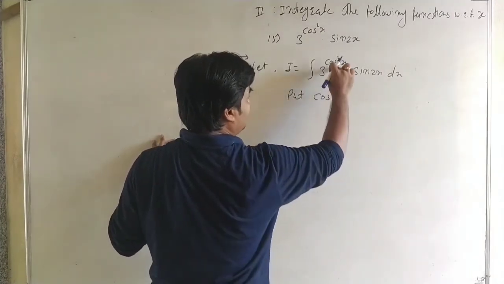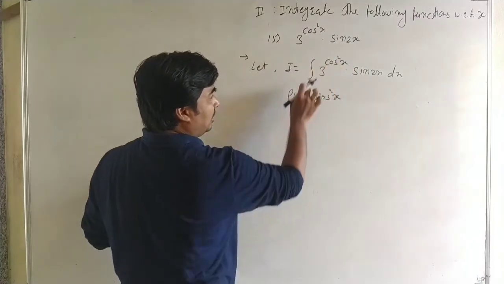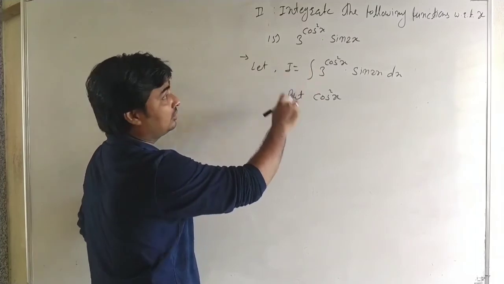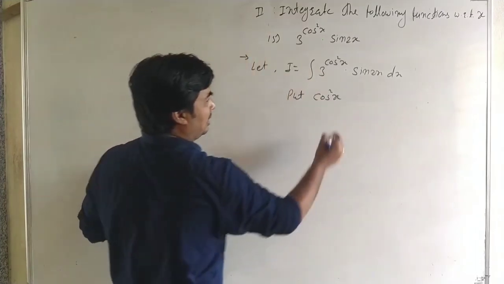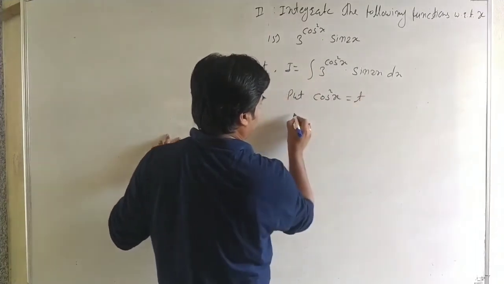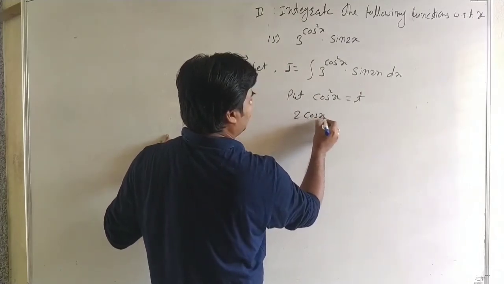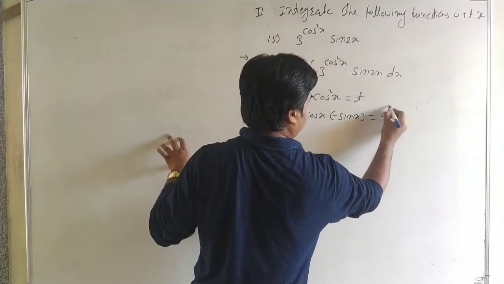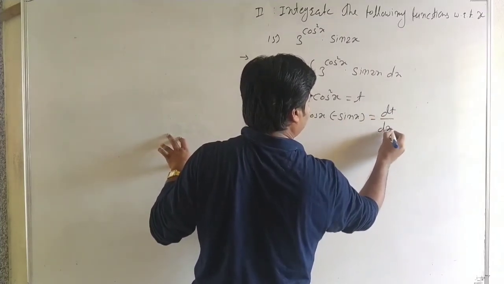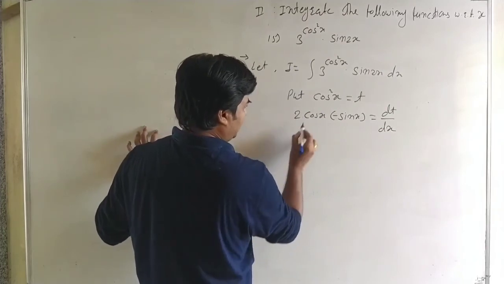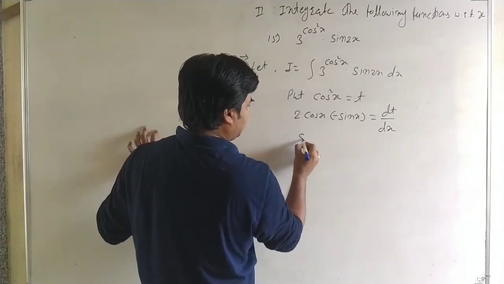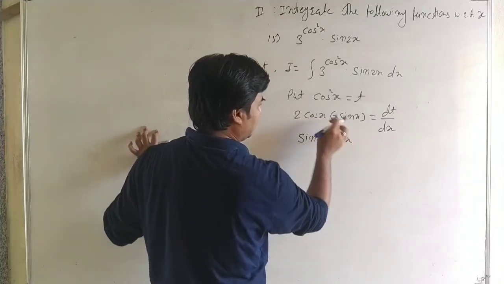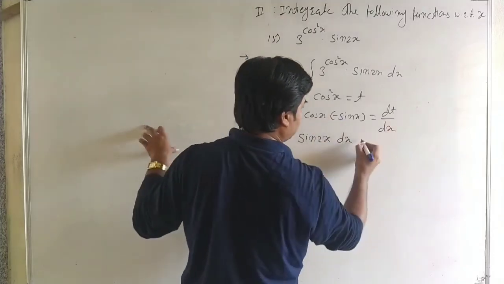Put cos square x equal to t, since cos square x is a composite form. 3 to the power x is a standard function, but here it is 3 to the power cos square x. So we put cos square x equal to t, then 2 cos x into minus sin x is the derivative of cos square x, it is dt by dx. Now see carefully, 2 cos x sin x is sin 2x, and here dx, and then we can write the minus on this side.